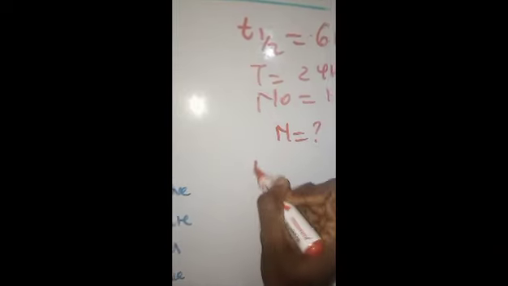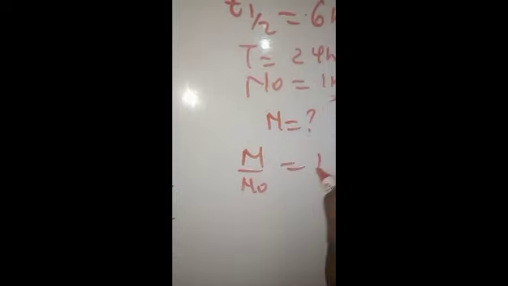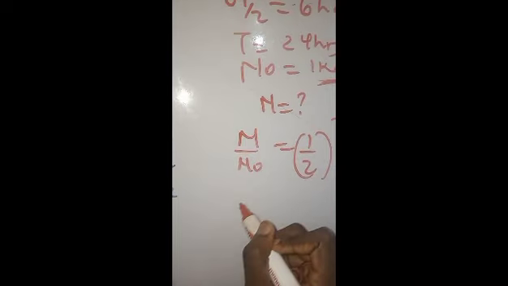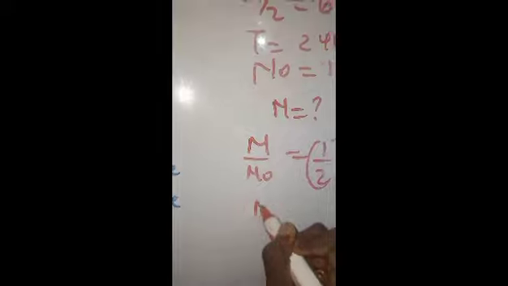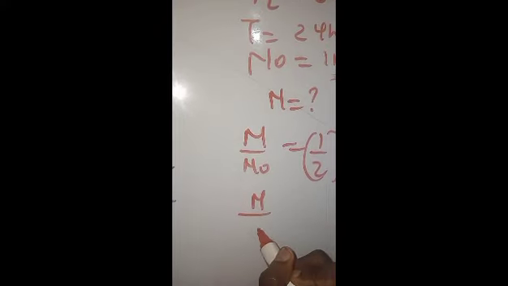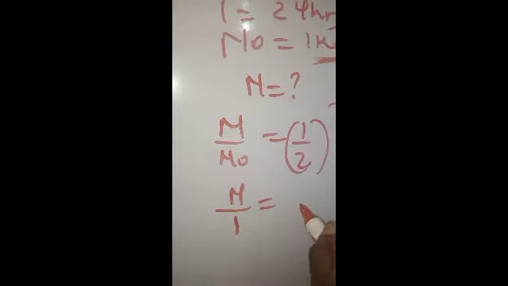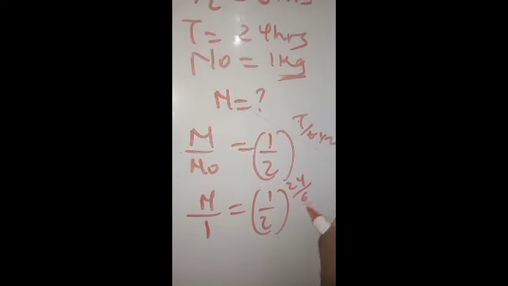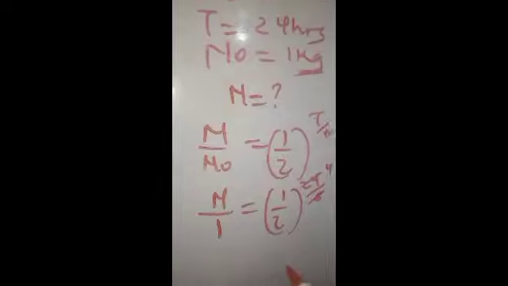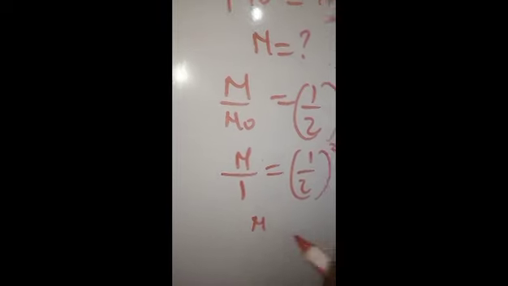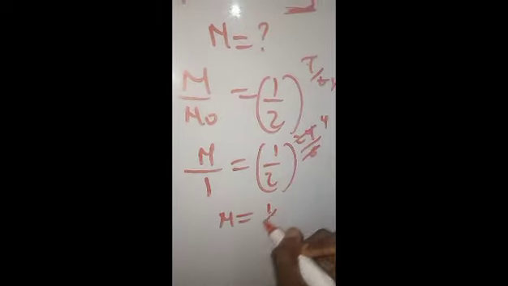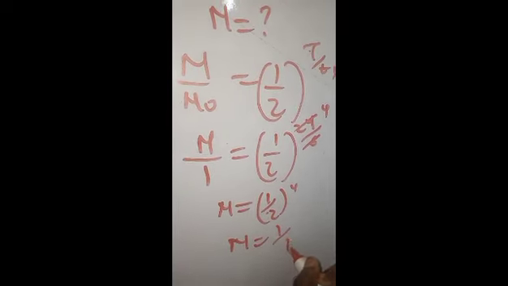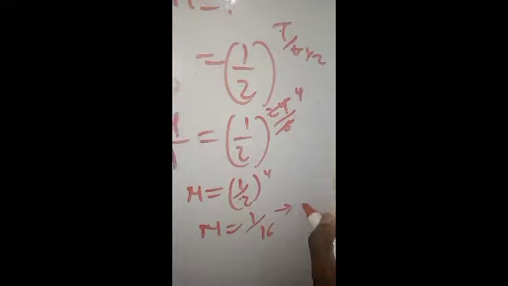So N over N naught is equal to 1 over 2 raised to the power T over T half. What's N? That's what you are looking for. N naught is 1 kilogram, equals 1 over 2 raised to 24 over 6. 6 in 24 is 4. N over 1 is N. Then you have 1 over 2 raised to power 4, that's 1 over 16. This is the one remaining.